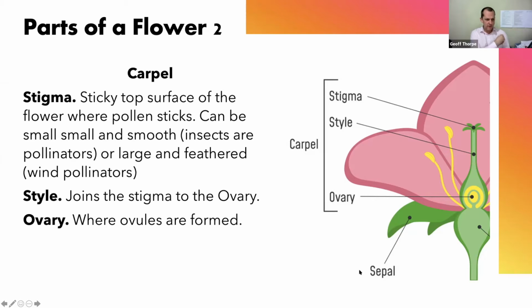So now the style simply joins the stigma to the ovary. And then the ovary is where ovules are formed, and we can think of the ovules as kind of like the little flower eggs. We're not going to call them eggs, we call them ovules, but that's kind of what you can think they are.